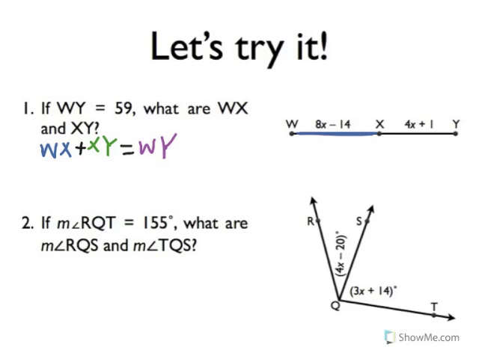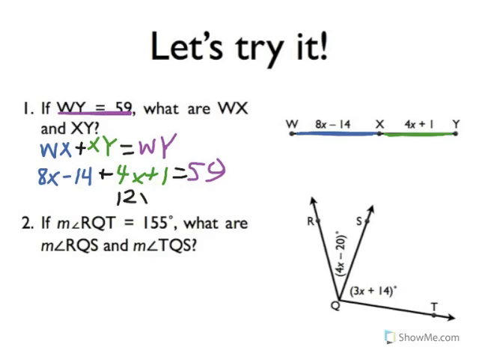WX, we are told, is equal to 8x minus 14. And XY is 4x plus 1. And that is going to equal the 59 that we were told in our instructions. So now it's just a matter of doing some simple algebra. 12x minus 13 is going to equal 59. If we add 13 to both sides, we find out that 12x is going to equal 72. And if we divide both sides by 12, we find out that x is equal to 6.